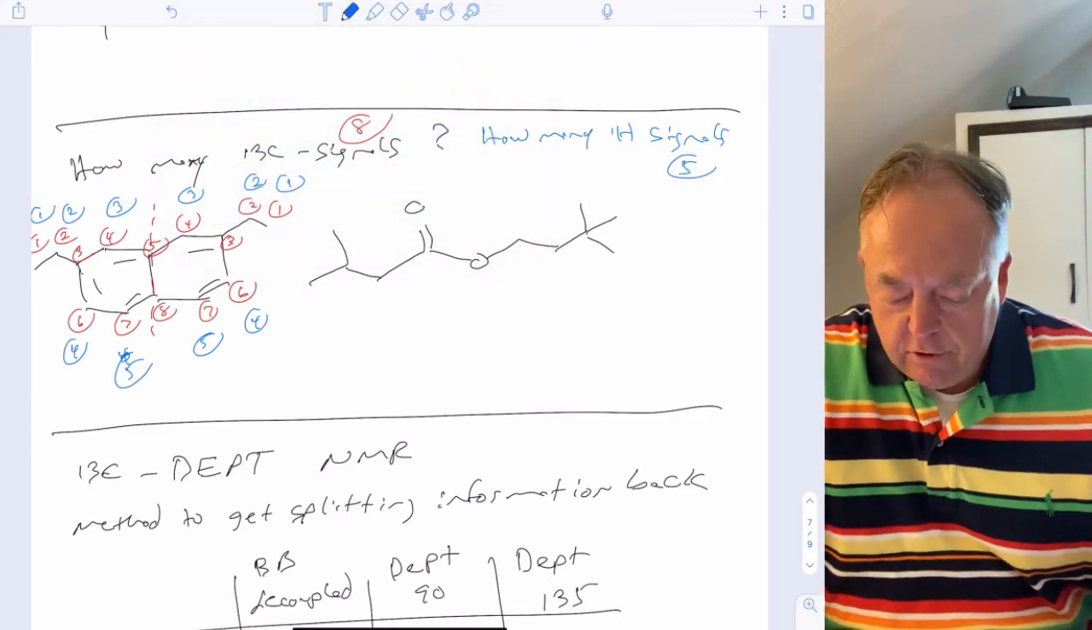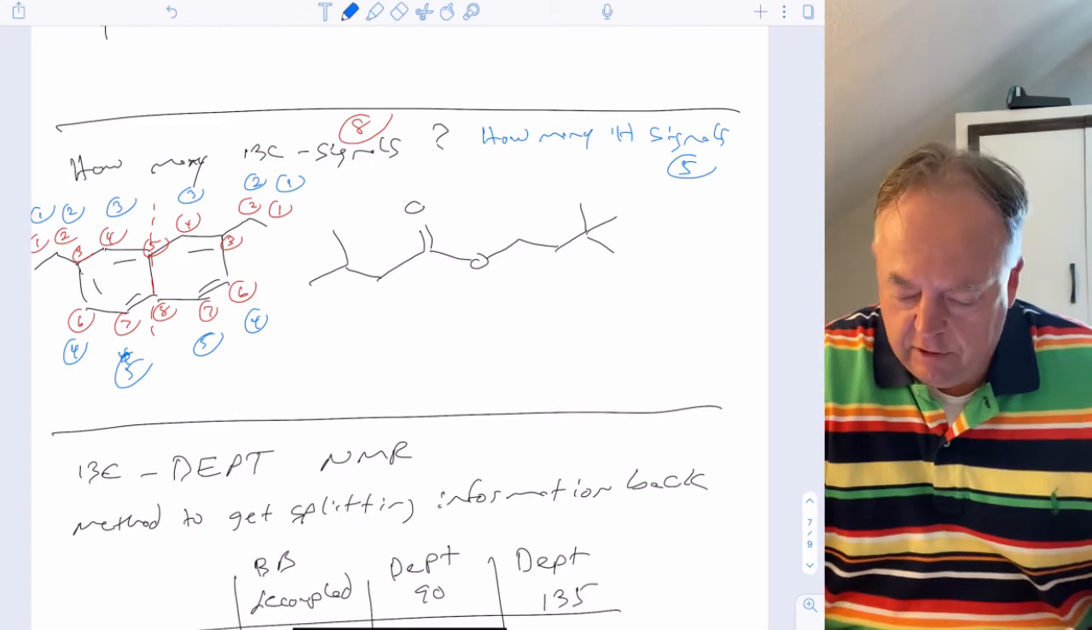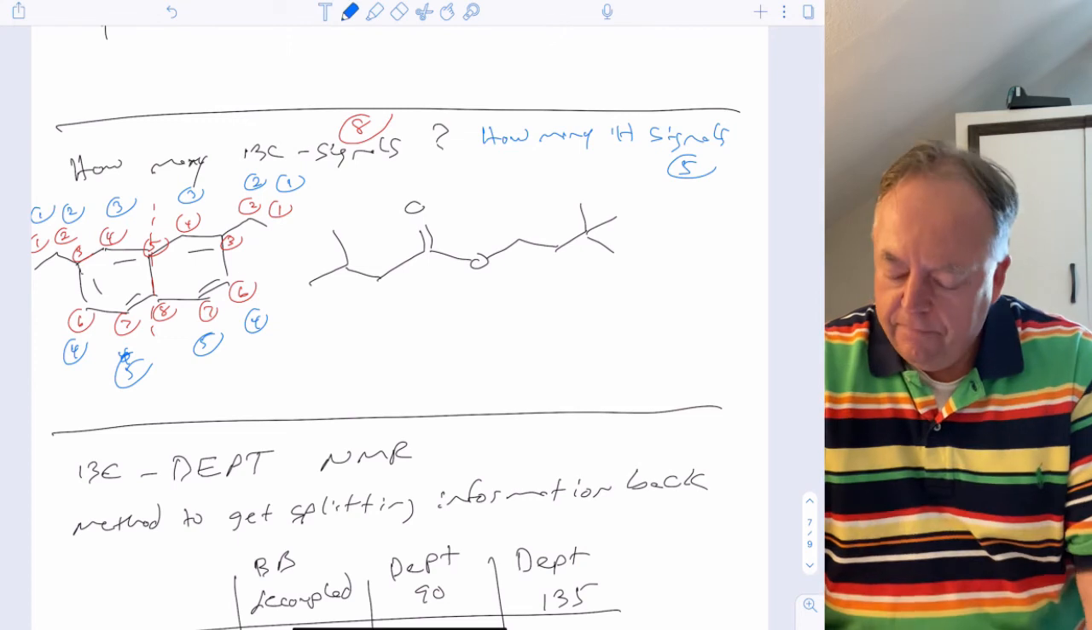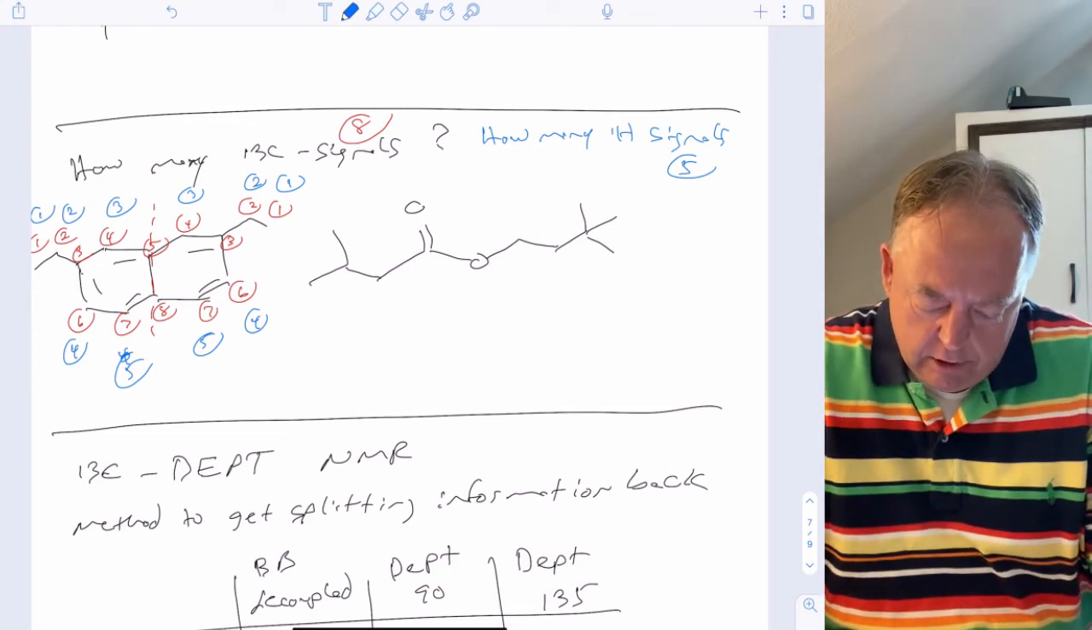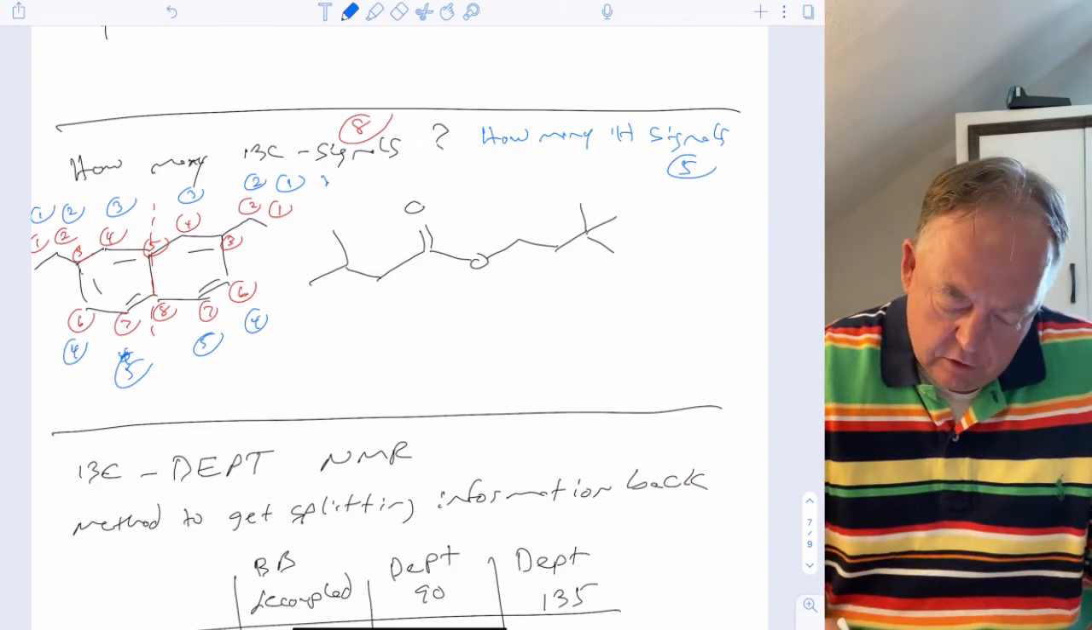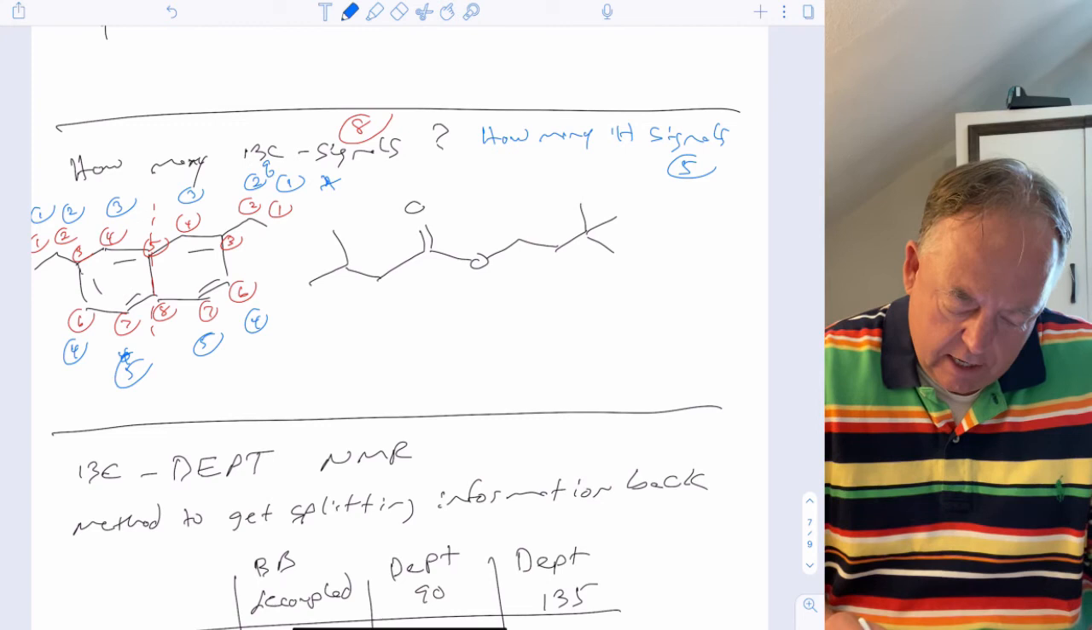And of course, carbon 13, if you did off resonance, or if you did broadband decoupled, you would just see 8 separate singlets. For proton NMR, you would see a triplet, a quartet, a singlet. So this would be triplet, right? This would be quartet, this would be singlet, and this would be doublet, and this would be doublet.